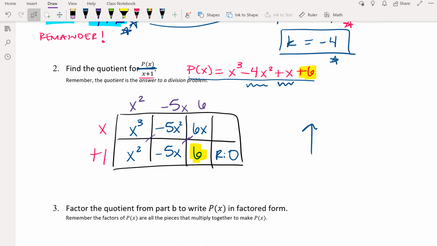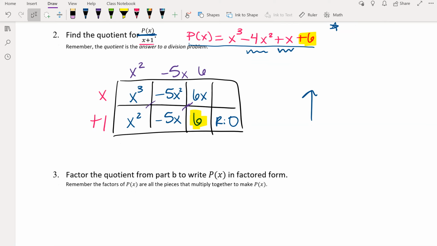All right, last piece, write this down. Factor the quotient from part B, or number 2, to write p of x in factored form. All right, remember the factors of p of x are the pieces that multiply together to make p of x. Okay, so first of all, we need to take a step back and look at our box.